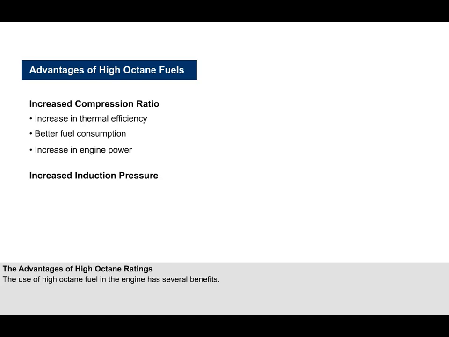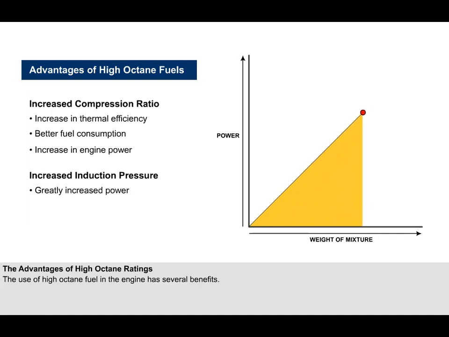Higher octane fuel used in an engine will allow the use of increased induction pressure, leading to greatly increased power from a given engine by the use of a supercharger. This is because the power output of an engine is directly proportional to the weight of mixture burned in a unit time. Increased induction pressure will increase this weight.